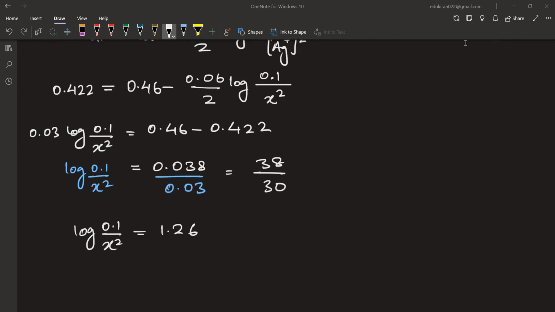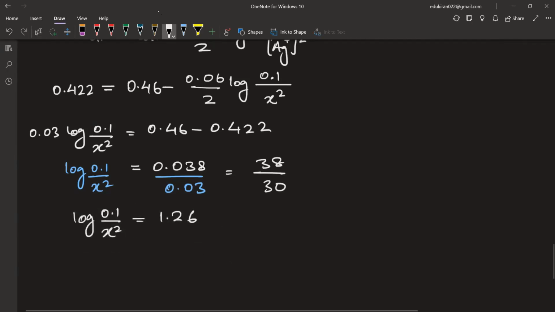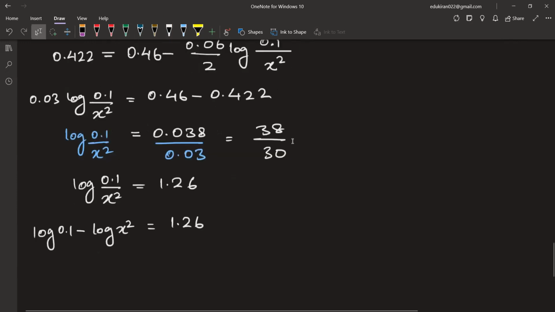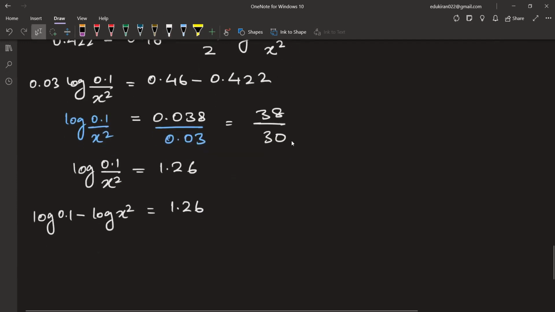अब देखिए यहाँ पे आपको log की एक प्रॉपर्टी होती है, log a upon b is equal to log a minus log b, राइट? अब इसको लिखिए कैसे, log 0.1 minus log of x square is equal to 1.26. अब log x square will be equal to how much? Log x square will be equal to log of 0.1 minus 1.26. So log of 0.1 will be equal to how much?